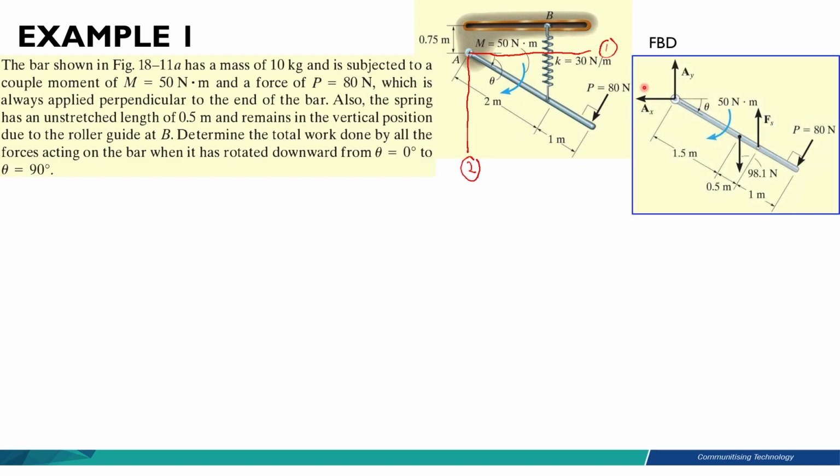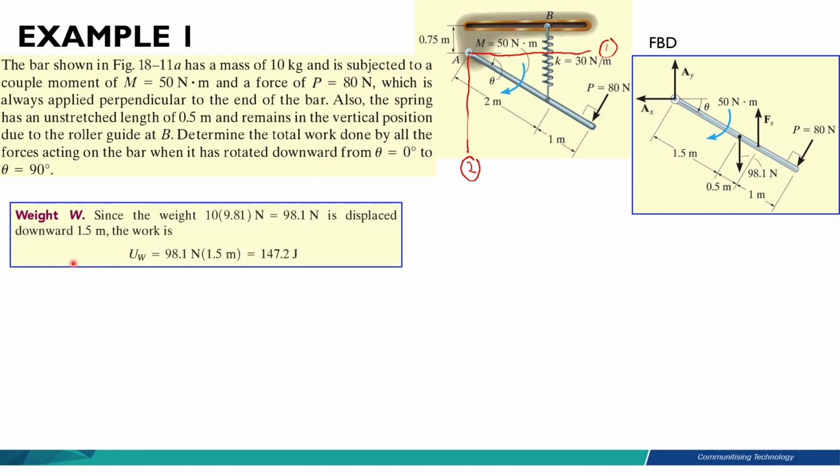So first we're going to draw the free body diagram. So at point A we have the reaction forces AX and AY. We have the couple moment 50 Newton meter. We have the weight pointing down, 98.1 because the bar has a mass of 10 kg. We have the spring force, which is unknown. We don't know what the value of the spring force is here. And also we have the constant force P of 80 Newton. So let's calculate the work done by the weight.